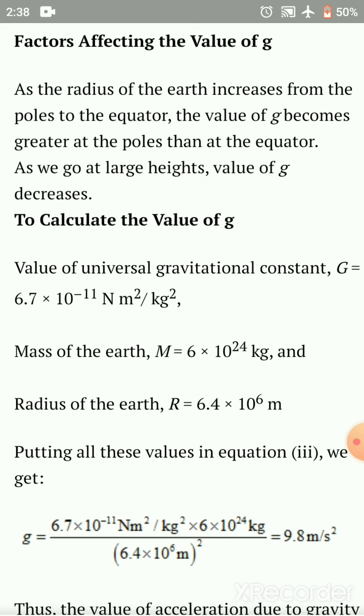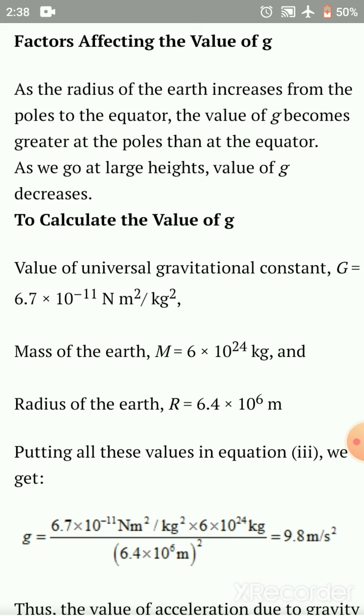As we know, at larger heights the value of g decreases. Okay, so if distance is greater, the value of g will decrease because they are inversely proportional. Clear? So now we will calculate the value of g at the surface of earth.